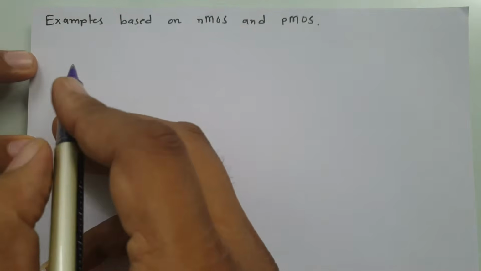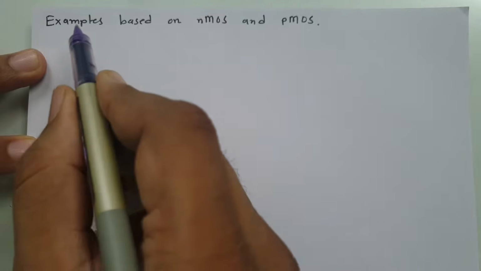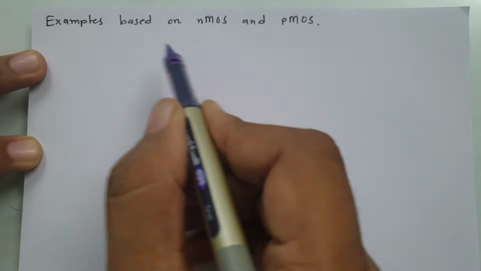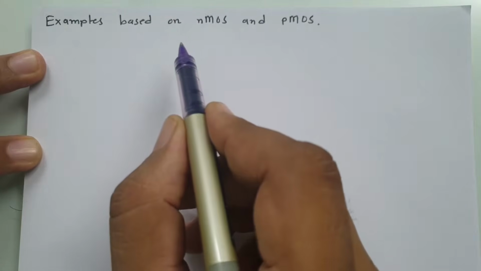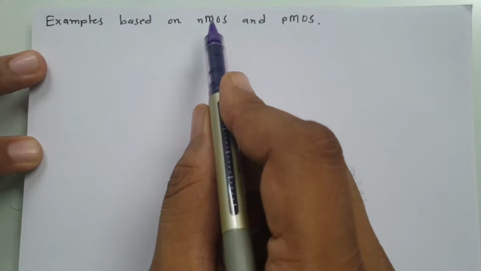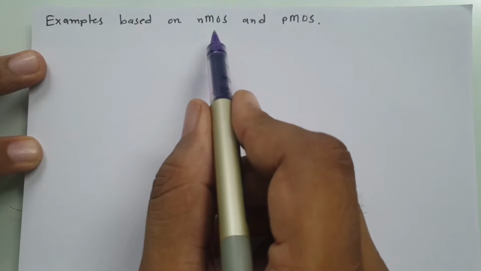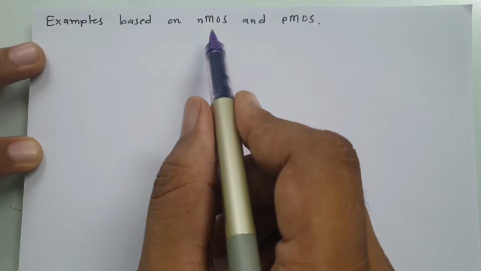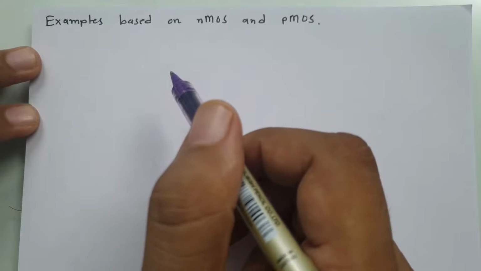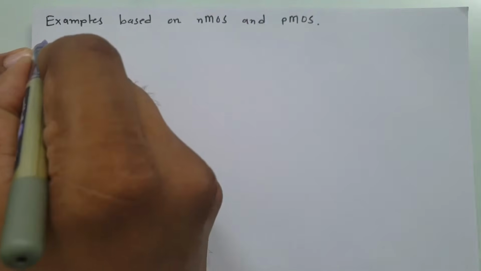I, Professor Ritesh Dolakia, am going to solve interesting examples based on nMOS and pMOS. Here I'll solve two very interesting examples in which we will solve for drain current based on conditions which will be given in the question. So let me give you the first question over here.